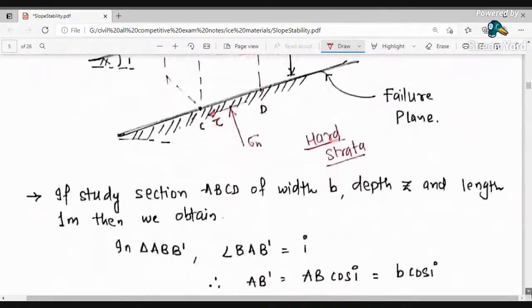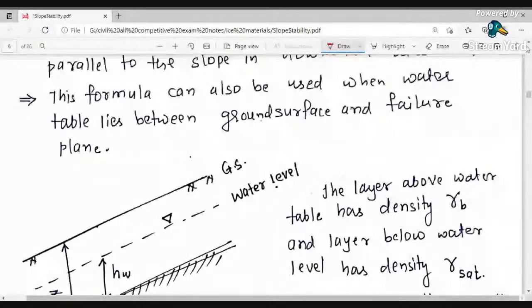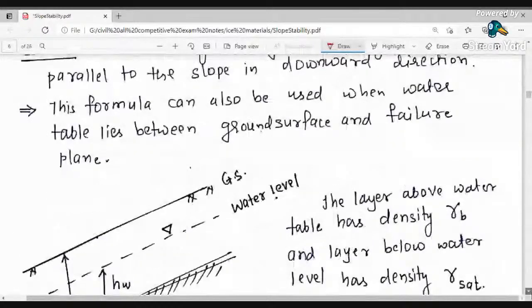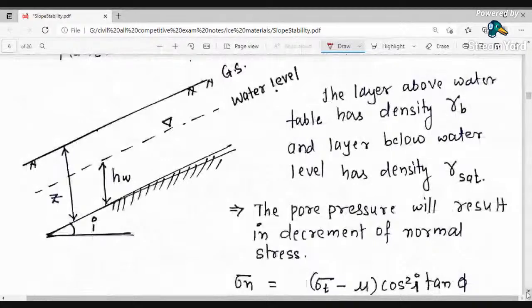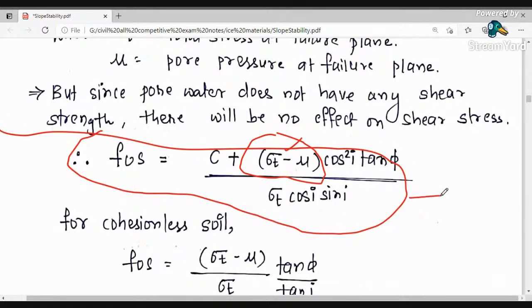And then you have to remember case number 3, that is the water table effect. If the water table is encountered, what is happening, like this is a water table, right? For that we have to remember the factor of safety for cohesive soil is this one. Here we can say c plus sigma t minus u, u is nothing but pore water pressure, cos square i tan phi, divided by sigma t cos i sin i. You have to remember this formula.